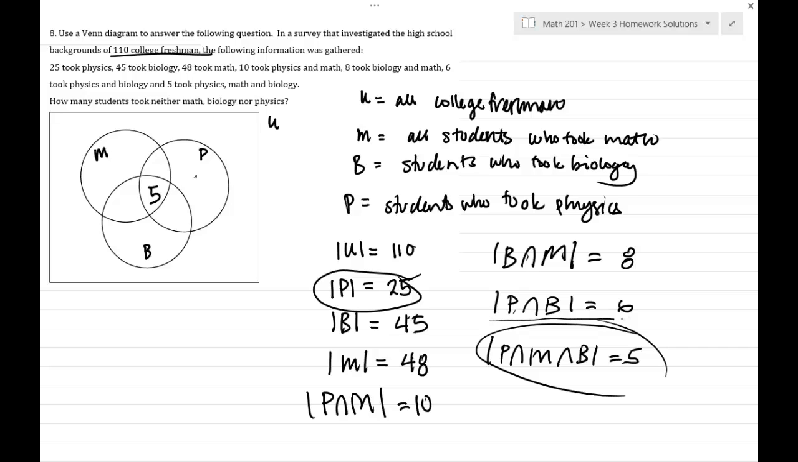So P intersect B, that would be this region here. I know that contains 6 students. So that contains 2 regions. I already have 5 in one of my regions, so that means I must just have 1 student here.